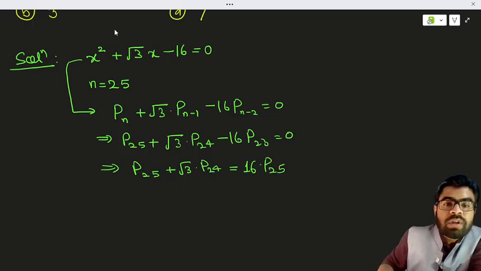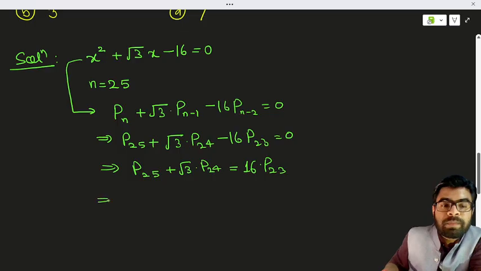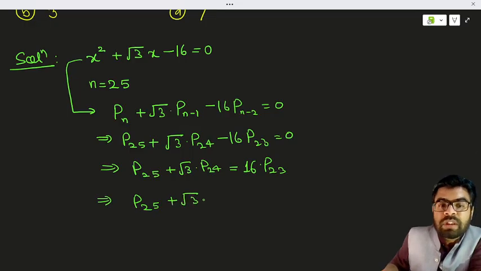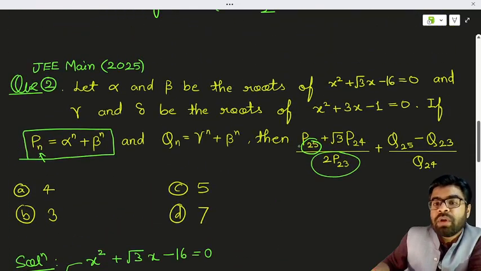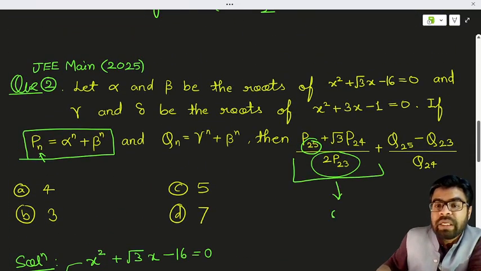तो अगर मैं यहाँ पर इसको 2 से डिवाइड कर दूँ, so what we get, p25 plus root 3 p24 is divided by 2 p23. So what we get here, we get 8. तो हमें इसकी वैल्यू यहाँ पर मिल चुकी है, दैट इज 8.